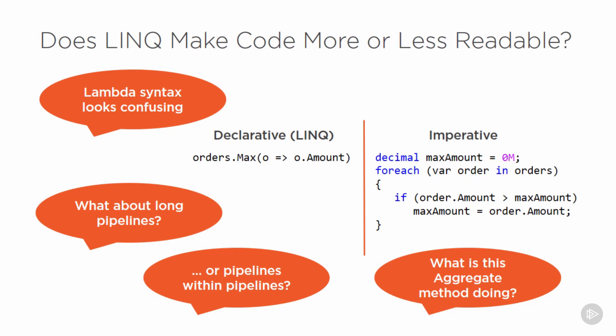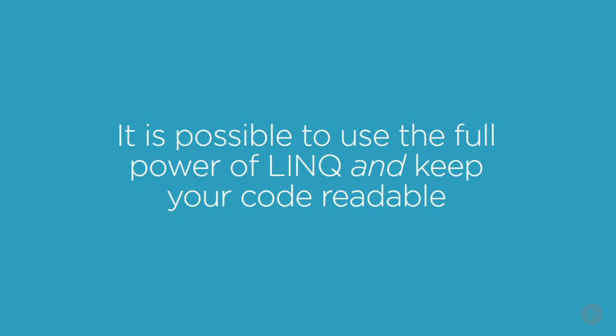And then there's LINQ extension methods like aggregate, which are super powerful, but often require a bit of thought when you're reading code that uses methods like aggregate to work out what the end result will actually be. So should we back away and stop using LINQ when things start to get complicated? Well, I don't think that's necessary. In my opinion, it's quite possible to make use of the full power and capabilities of LINQ and keep your code clean and readable at the same time.